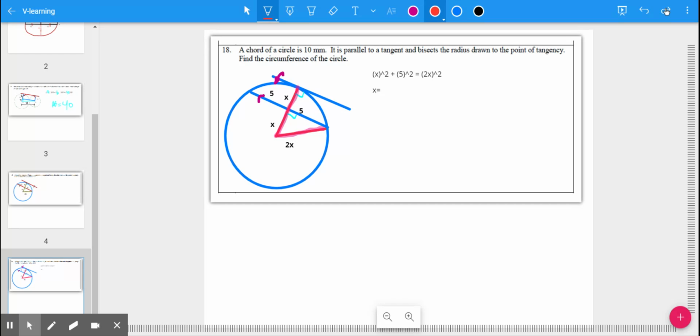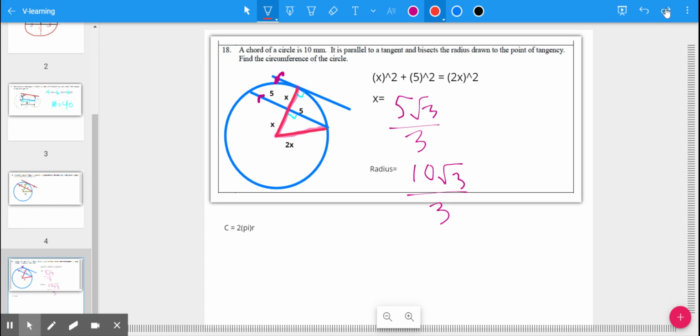When we go ahead and solve for x, we get 5 radical 3 over 3. However, that is just x. I need to find the radius. The radius is 2x, so when I double it, I get 10 radical 3 over 3. The question, though, is asking us to find the circumference, but we can't find circumference without the radius, so that's why I needed to first find the radius.